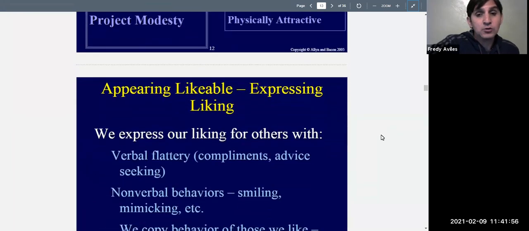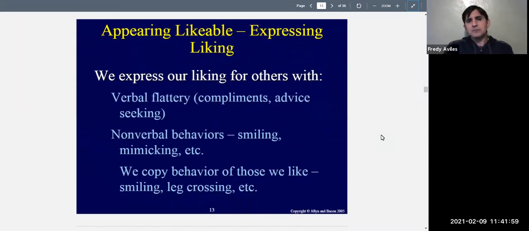One of the strategies for appearing likable is to express liking for others. Very simply, if you want people to like you, act like you like them, or maybe even tell them you like them. If you like them and you're nice to them, you treat them well, they're more likely to like you. We can express our liking for others with verbal flattery, compliments. You can say things like, oh, I like your hair, it looks really pretty. Or, wow, that's a cool jacket you're wearing. Where'd you get that? Seeking advice: where can I get a jacket like that? I wish I had a jacket like that. Or, man, that's a cool car, dude. How much horsepower does it have? Damn, how much did it cost you? How fast does it go? Where can I get a car like that?